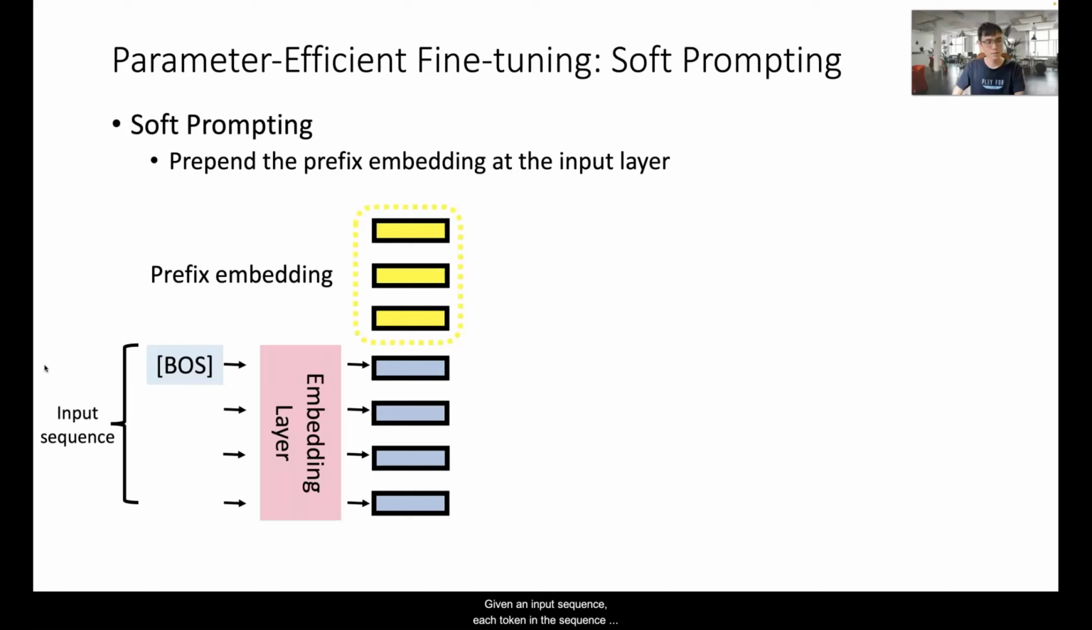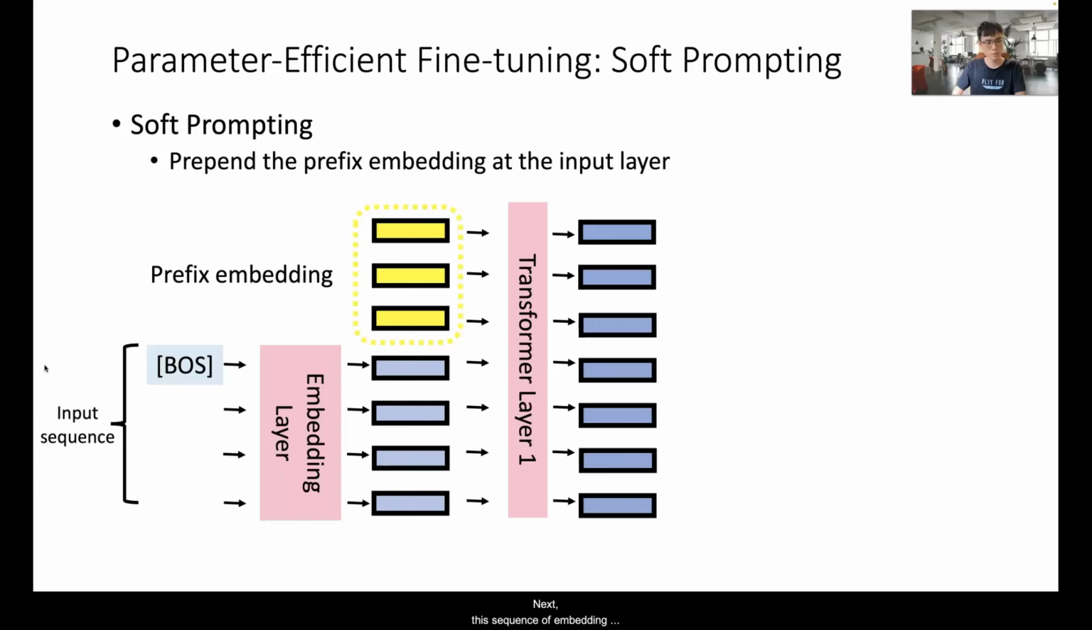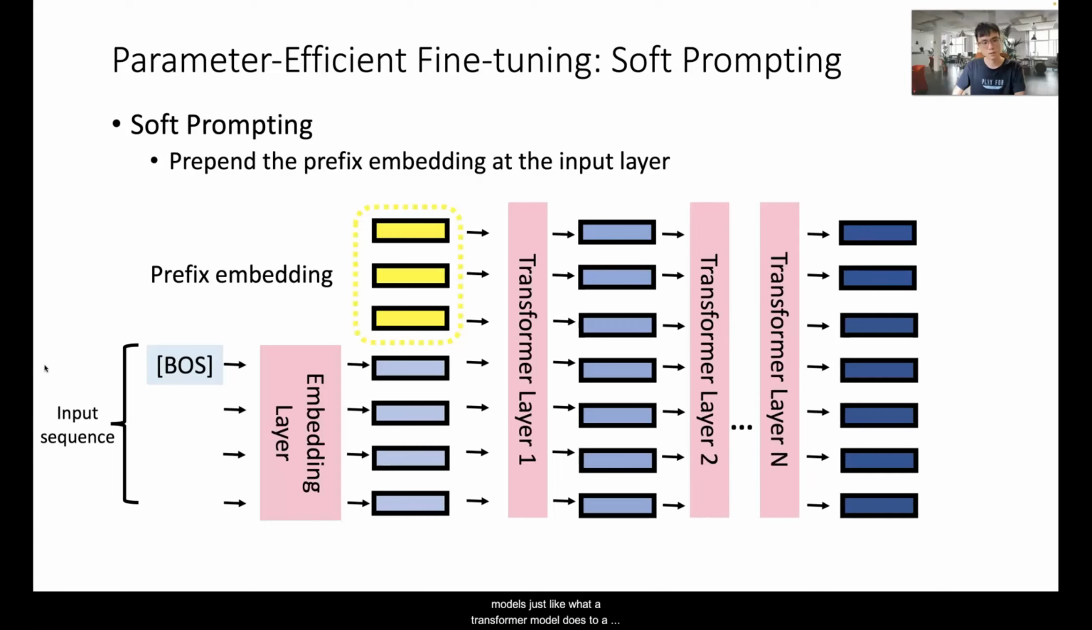Given an input sentence, each token in the sequence will be converted to its word embedding by the embedding layer. And then we prepend the prefix embeddings at the beginning of the sequence of token embeddings. Next, this sequence of embeddings will be processed by the pre-trained transformer models, just like what a transformer model does to a normal sequence. During fine-tuning, only those prefix embeddings are fine-tuned, while the whole transformer model is frozen and not updated.